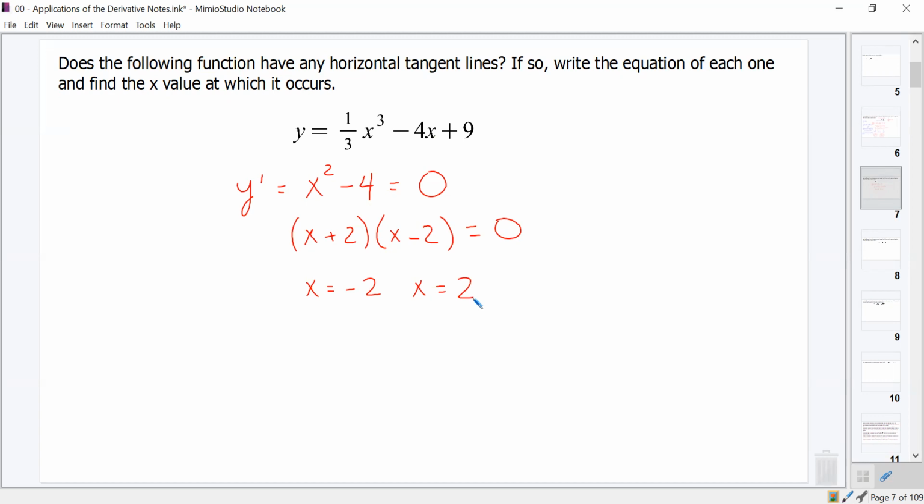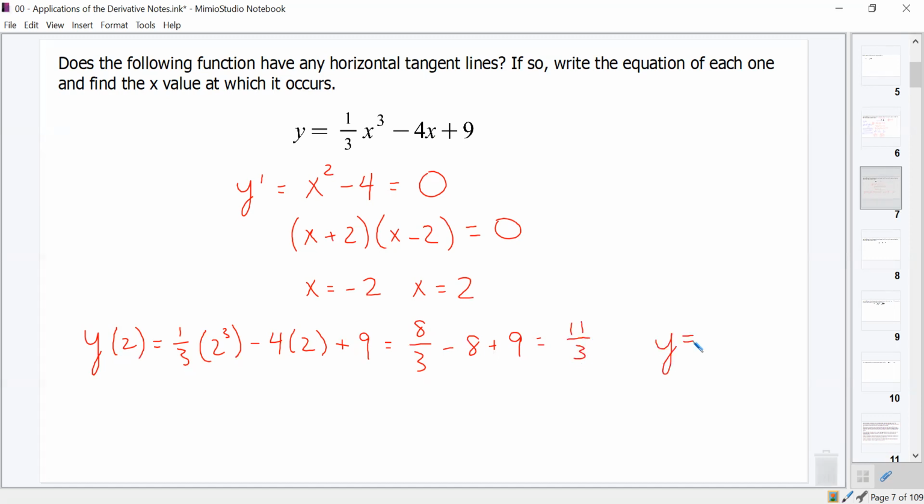We'll then evaluate our function at both of those values. Y of 2 is 1/3 of 2 cubed minus 4 times 2 plus 9. And that would be 8/3 minus 8 plus 9, or 11/3. So x equals 2 gives us y equals 11/3 as our horizontal tangent line.